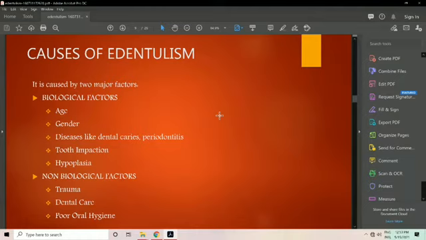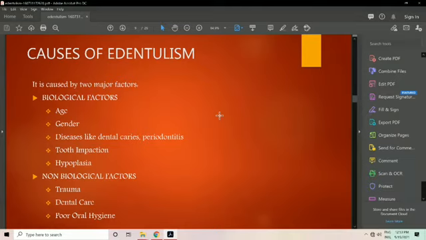The mobility is divided into three categories: grade 1, grade 2, grade 3. If there is grade 1 mobility, there are chances to save that tooth. If the patient has grade 2 mobility, there are 50-50 chances to save that tooth. But if the patient has grade 3 mobility, that means the tooth is more mobile, apically and mesiodistally, then we have to go for extraction of the tooth, or naturally the tooth will get exfoliated from the mouth. Okay, so age is one of the factors.